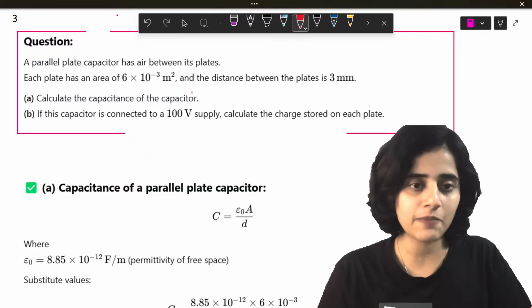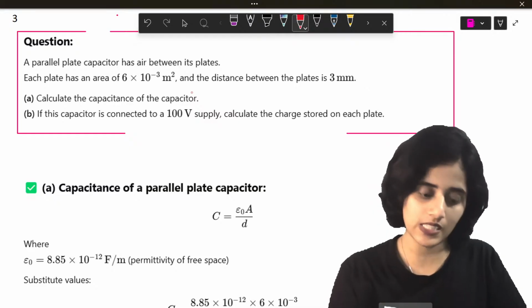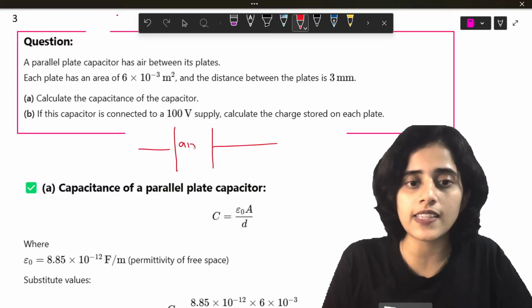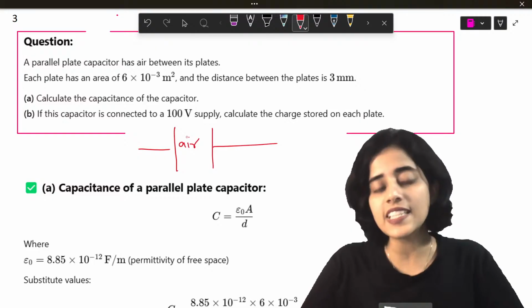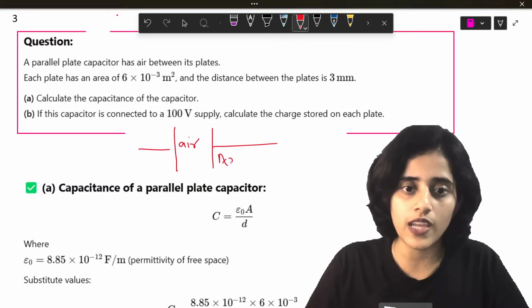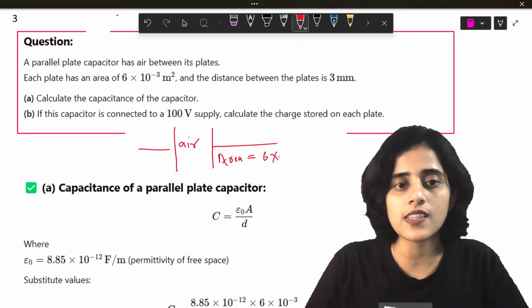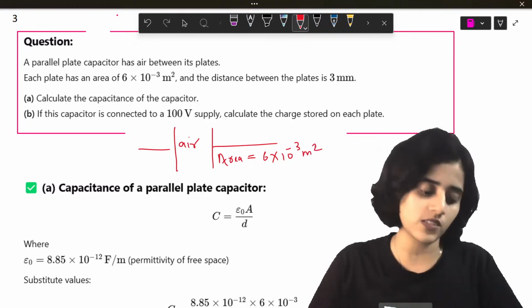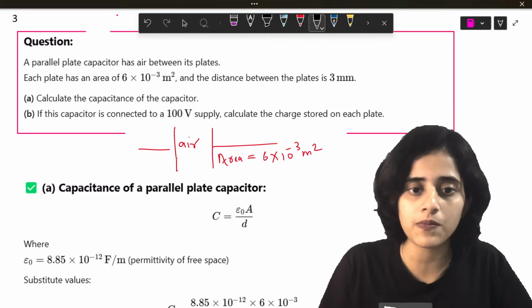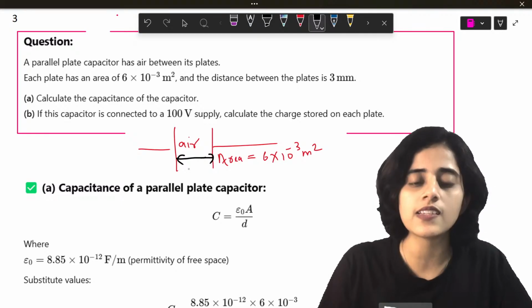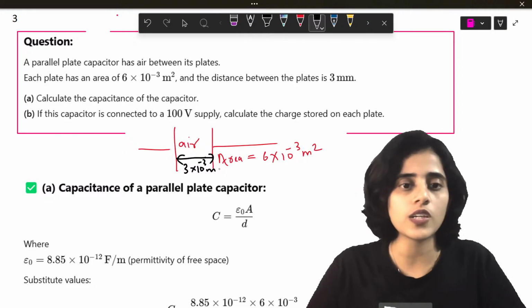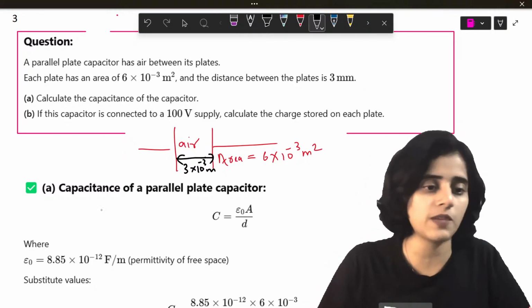A parallel plate capacitor has air between its plates. So you have a parallel plate capacitor and it has air between the plates. Each plate has an area of 6 into 10 raised to minus 3 meters square. The distance between the plates is 3 mm, so 3 into 10 raised to minus 3 meters. Calculate the capacitance of the capacitor.